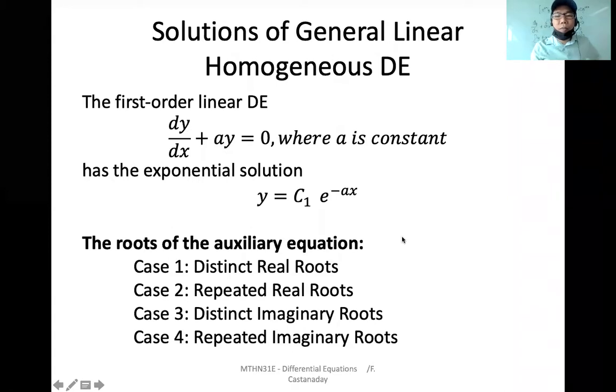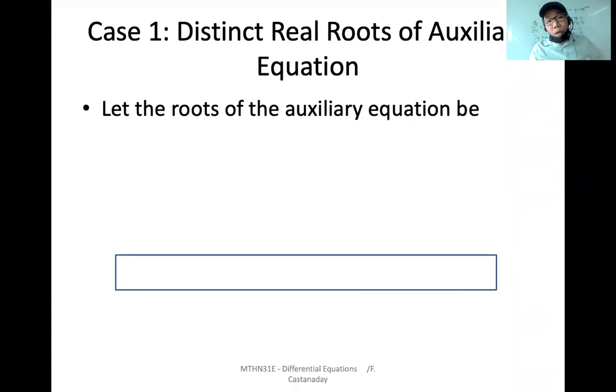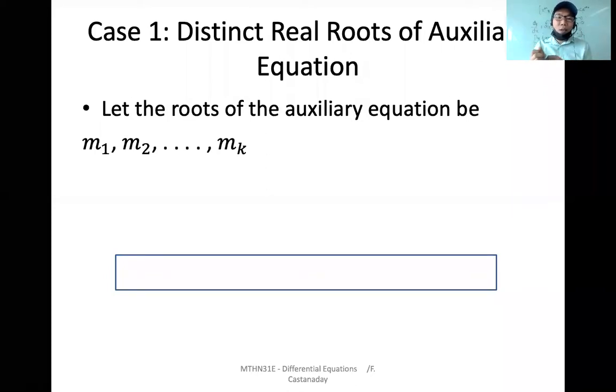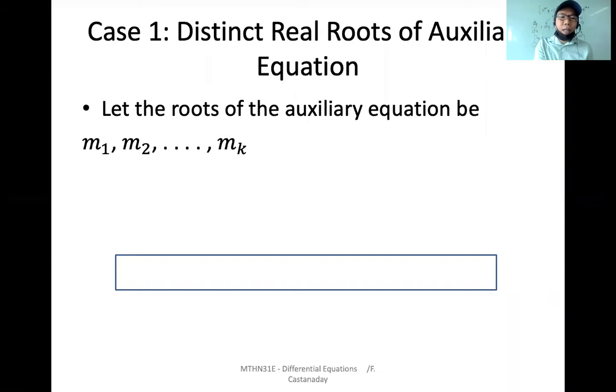And kahit hanggang case 2 lang. Okay, for case number 1, distinct real roots of the auxiliary equation. May tanong ba dito, guys? Alam niyo na yung auxiliary equation na yun yung nag-represent dun sa the operator, without the y. So let the roots of the auxiliary equation be distinct real roots. Ano ba pag sinabing distinct real roots? Magkakaiba yung kanilang roots. Dapat walang magkakapareho dyan. At real yung roots, real or imaginary. So, nakuha? So, let m sub 1, m sub 2, and so on, be the roots of the auxiliary equation.